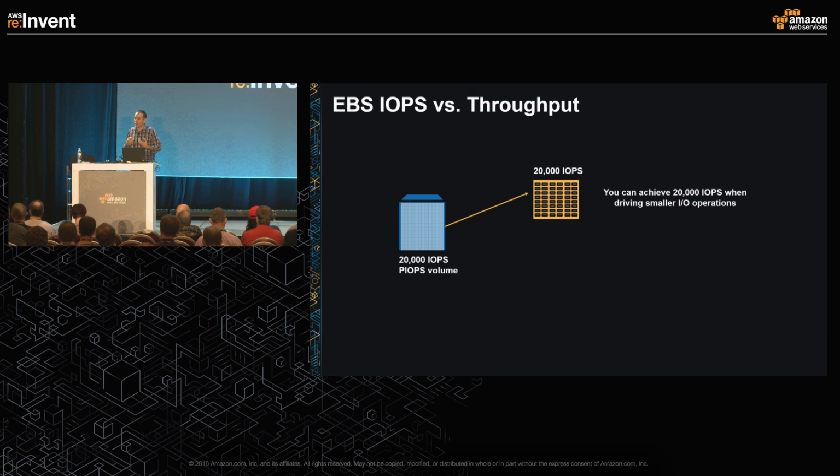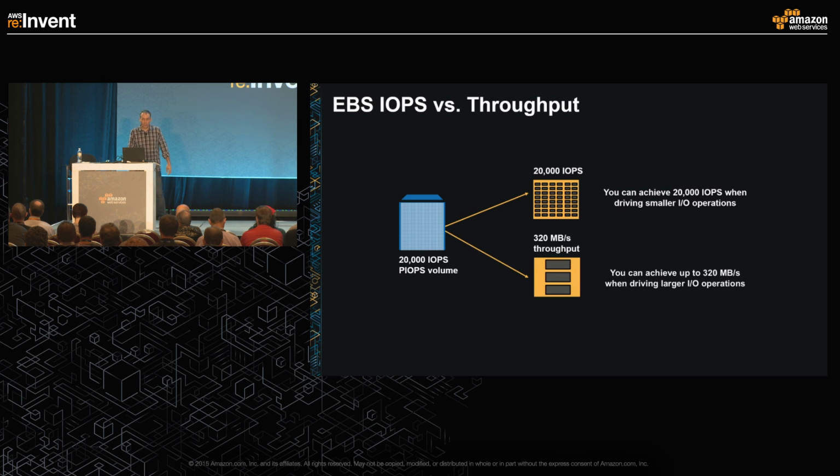So last year, EBS changed what we count as an I/O. We changed to 256K I/O size. And so now it's possible to be both IOPS bound and throughput bound. You can send 20,000 IOPS to an EBS volume that's provisioned with 20,000 IOPS if you're sending smaller I/Os. And if you do the math, that works out to 16K I/Os. You can also send 320 megabytes per second if you're doing larger I/Os. And so 16K is our crossover point. But if you submit 256K, you'll get 320 megabytes per second. And if you submit 4K, you'll get 20,000 IOPS.